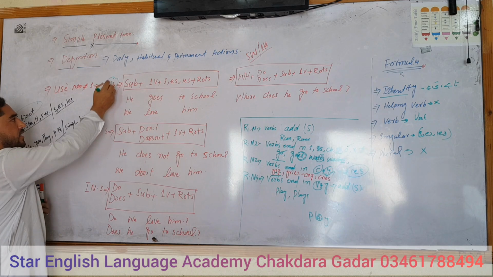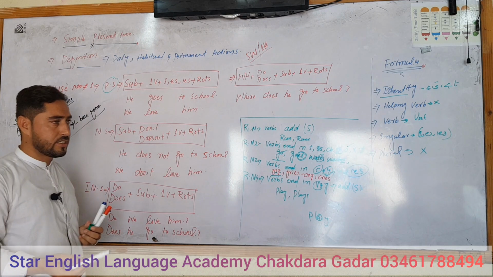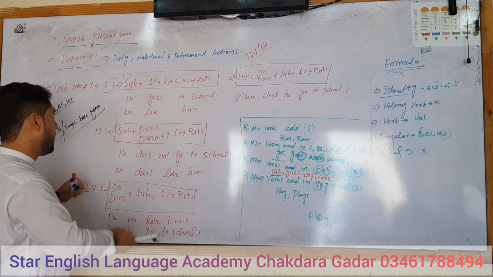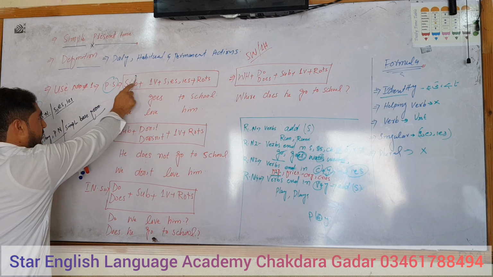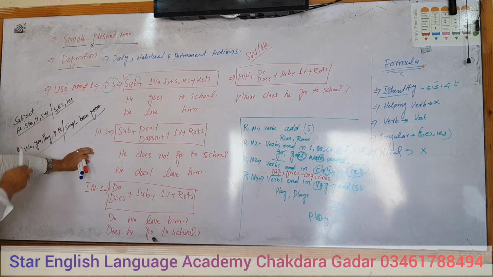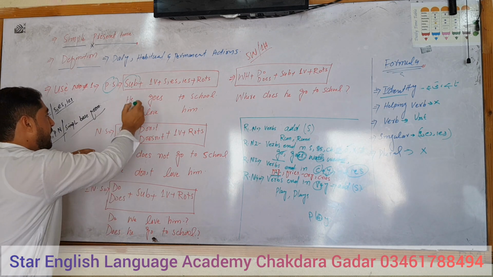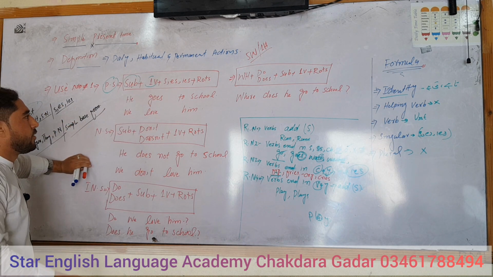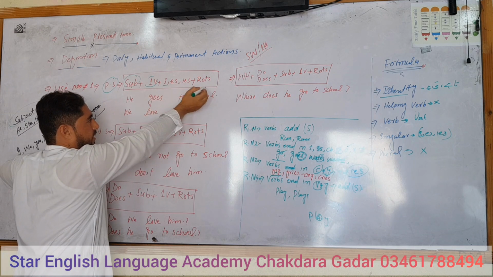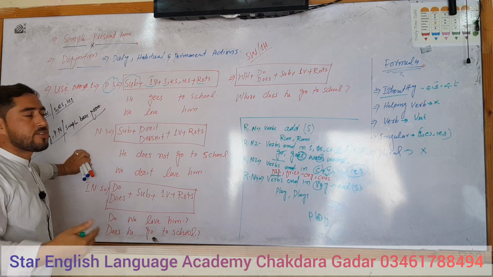The positive structure, or we can also say affirmative structure, and we can also say declarative structure. So it is the positive structure. In a positive structure, first we will add the subject. What is subject? Subject is the doer of an action. Then we will add the base form of the verb, or first form of the verb. Then we will add s/es, and then we will write the rest of the sentence.